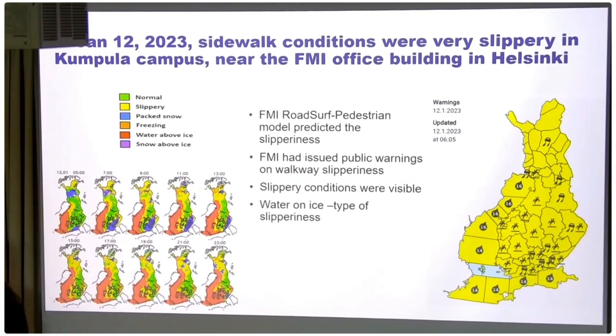Nine months ago, on January 12th, we had a case like this. We had the latter case, very severe, very slippery pavement conditions, water above ice. Our road surface pedestrian model forecasted it, and on the right side you can see also the official weather warning map of FMI, so we warned about it. Slippery conditions were also visible. It was this type of a little bit of water on the ice type of slipperiness.